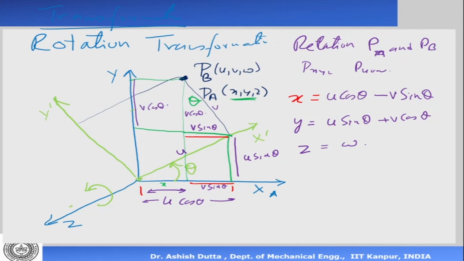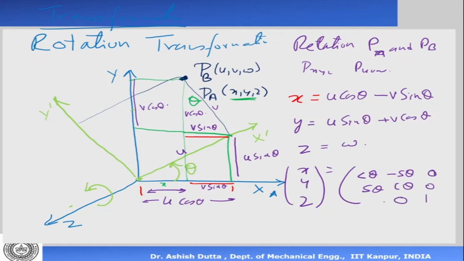Now if I write it in matrix form, I can write this as x, y, z on the left hand side, which is equal to cos theta, minus sin theta, 0; sin theta, cos theta, 0; 0, 0, 1, and this side is u v w. So from this set of equations I'm getting this. This is called my rotation matrix. It's a 3 by 3 matrix.